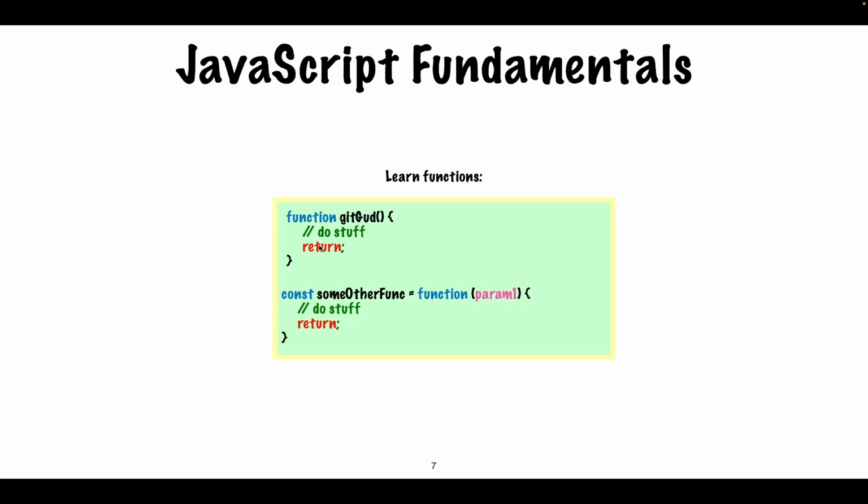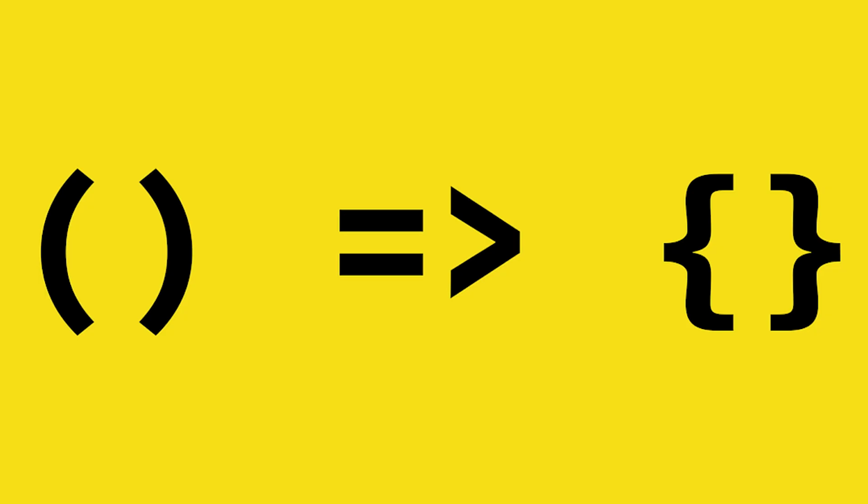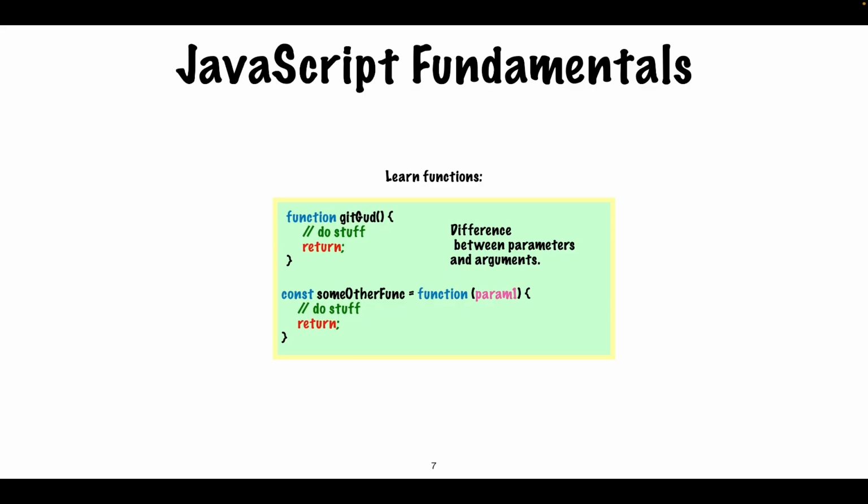To me, I see this as a stylistic choice, unless you're using arrow functions, but ignore that for now. Here you'll be learning the differences between parameters and arguments. There's not much more I can say here.